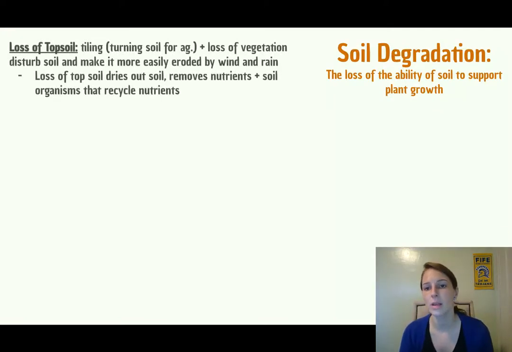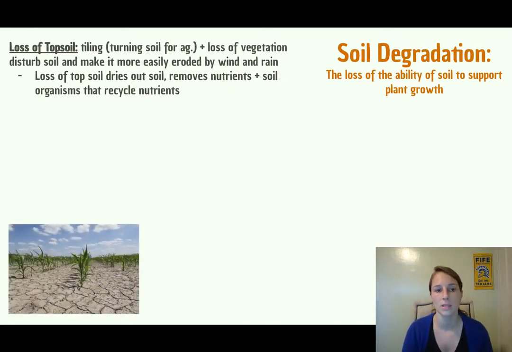So now we're going to look at soil degradation. Soil degradation is going to be the loss of the ability of soil to support plant growth. And this is something that humans often are going to be contributing to. There's going to be a few different ways that we can degrade soil. So the first is going to be a loss of topsoil.